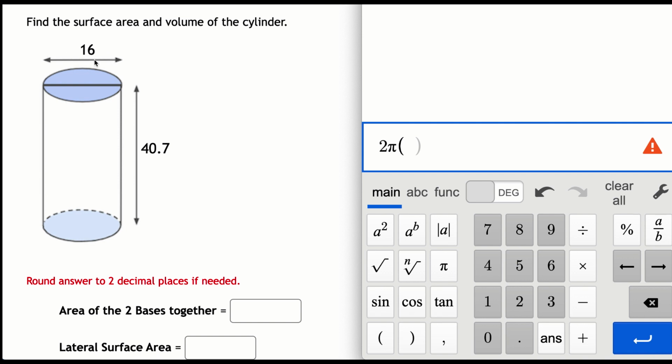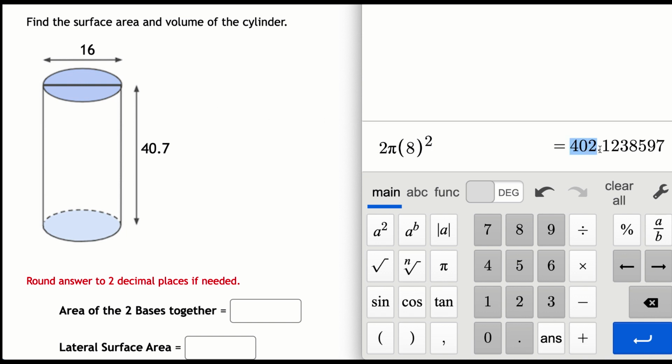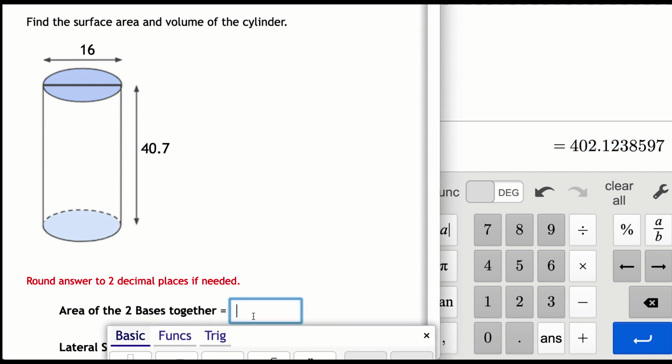Now this 16 is not your radius. That 16 is your diameter. Half of that is your radius. So I'm going to use 8 for my radius, and then it's going to be squared. All right, now moving on. From here, you're going to have the area of your two circles. So just copy and paste this into your blank.